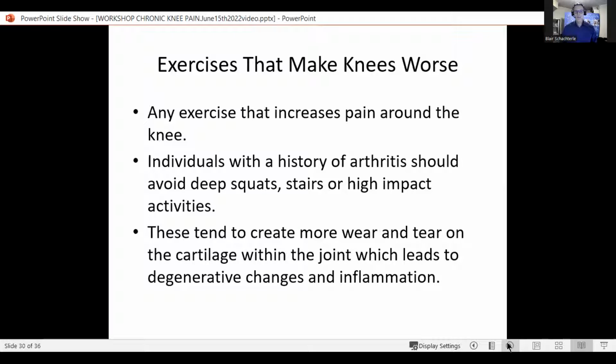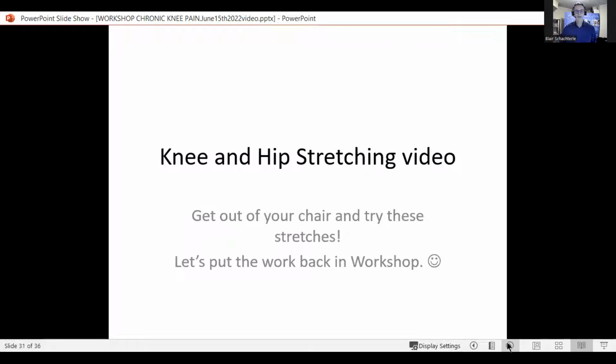But be careful if you've got mild or moderate OA in your knee: avoid doing deep squats on a repetitive basis. Stairs and high impact activities are going to create more wear and tear on your knee and wear it out faster. Yeah, and again, it just wears down the articular cartilage.